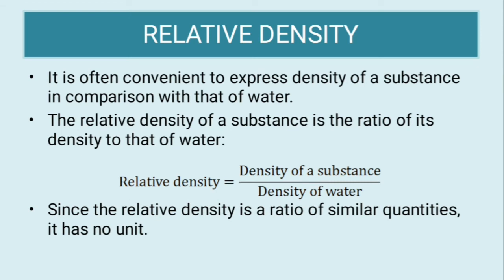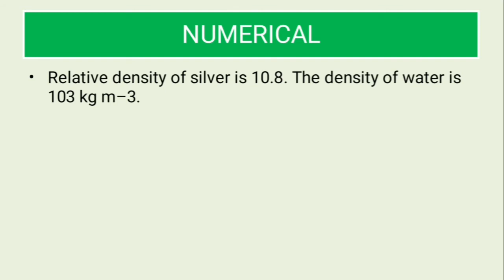Since the relative density is a ratio of similar quantities, at the numerator there is density, and at the denominator also there is density. Both are the same quantities, so it has no units. You have to always remember this: if the numerator and denominator have the same physical quantities, then they don't have units. Well, now we will solve one numerical.